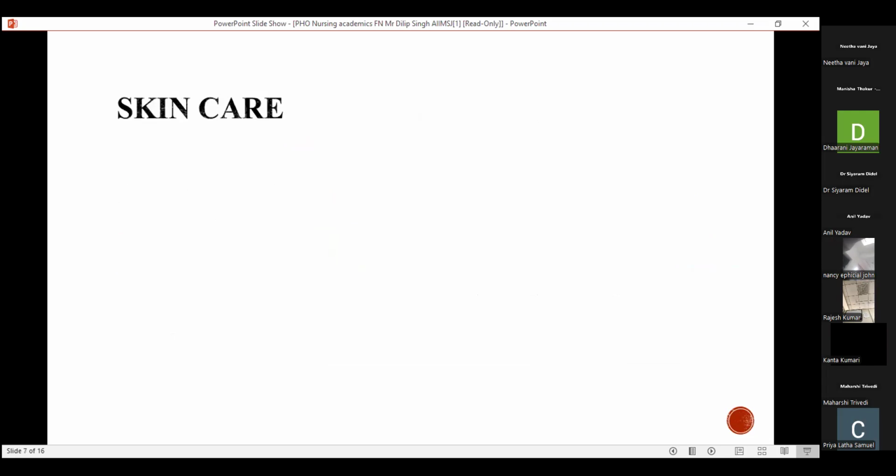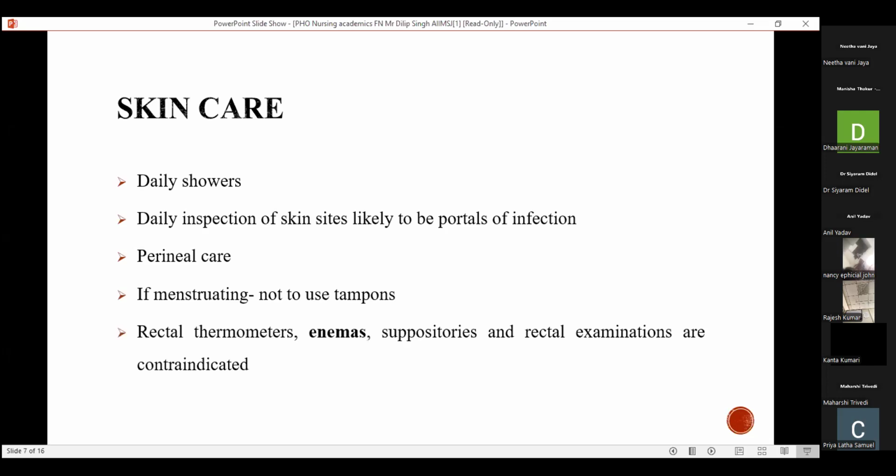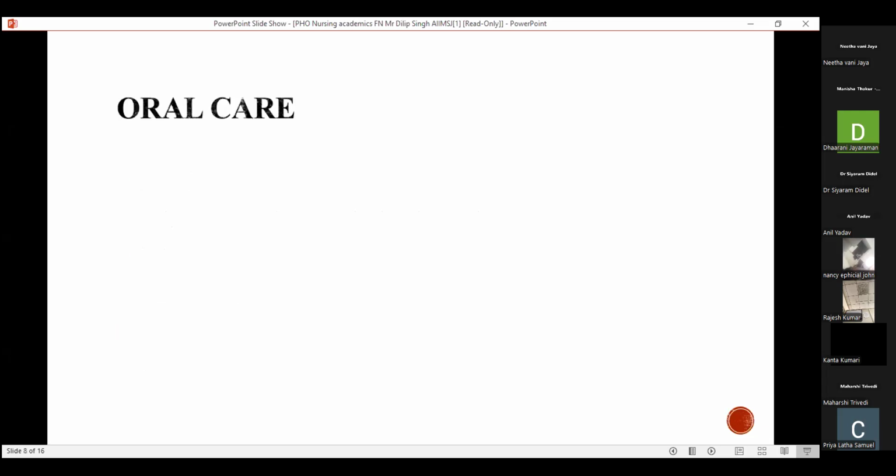Next, about skin care. Daily shower. Daily inspection of skin sites likely to be a portal of infection. Perineal care. If menstruation happens, do not use tampons. Rectal thermometer, enemas, suppositories, and rectal examination are contraindicated.